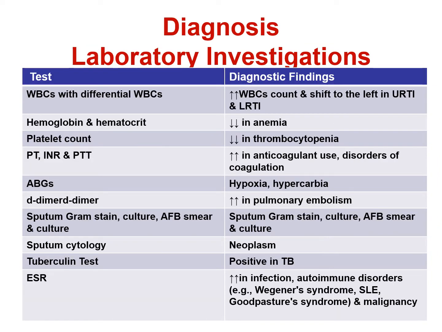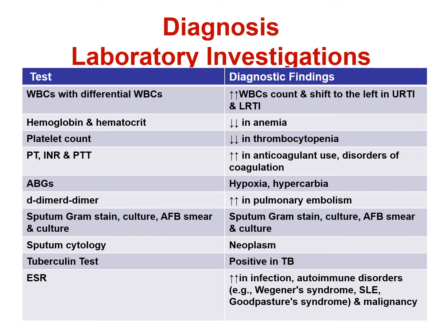After history taking and examination, I will ask the patient to do some laboratory investigations to help me in the diagnosis of hemoptysis. These laboratory investigations include: number 1, white blood cells with differential count. Increased white blood cell count and a shift to the left give me the diagnosis of upper or lower respiratory tract infection. Hemoglobin and hematocrit are usually decreased in cases of anemia. Platelet count is decreased in thrombocytopenia. Bleeding profile like PT, INR, and PTT will be increased in patients with anticoagulant use or disorders of coagulation.